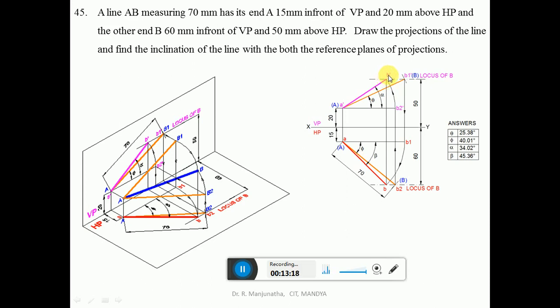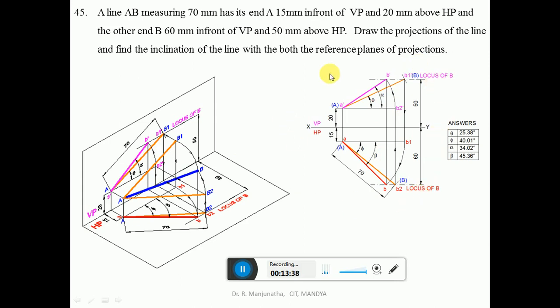Then mark this point as B dash and join A dash to B dash with a dark line. Then measure the apparent inclination with respect to HP, which will be alpha. Join B dash and B; both are going to lie on the same line. Then only your problem is solved. So this is how we will be able to solve it.